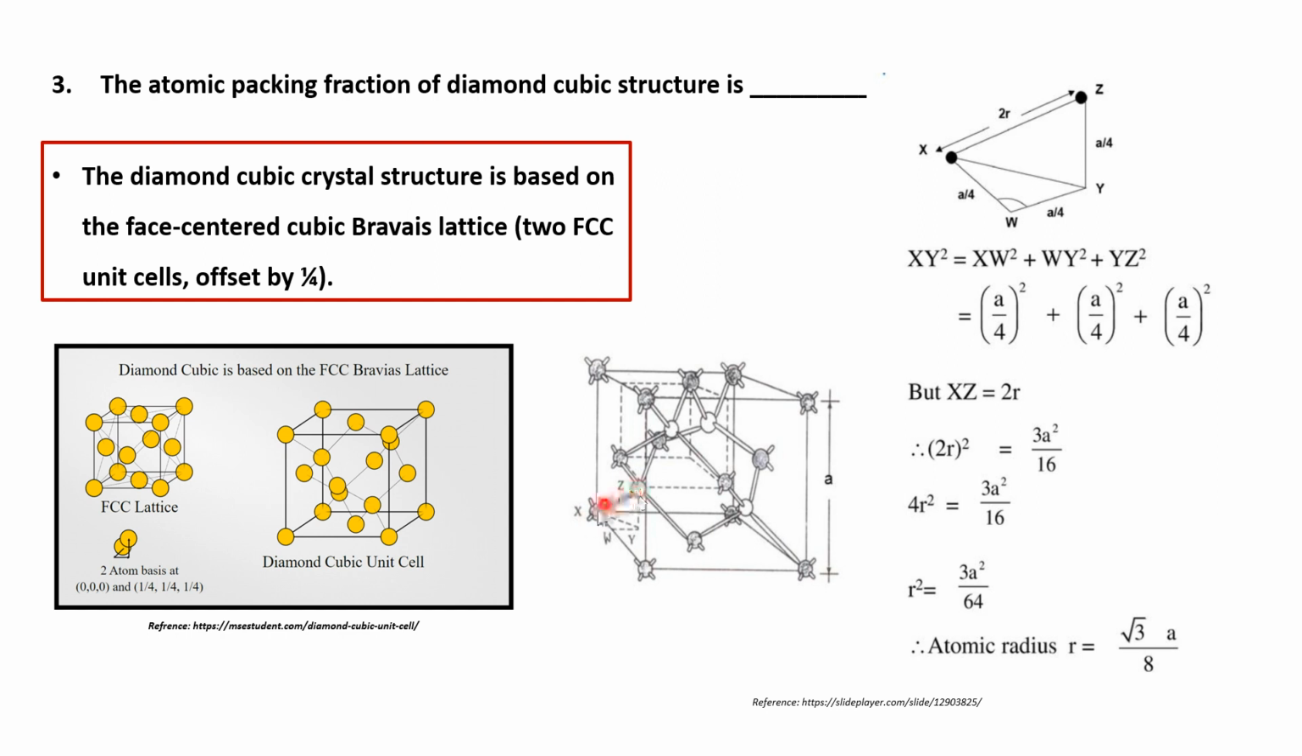So this xz distance square is equal to 3a square by 16, and this xz is also equal to 2 times r. Therefore, we can say that 2r square is equal to 3a square by 16. And on solving, we can say that atomic radius r is equal to root 3 a divided by 8. So now we have the relationship between r and a, right?